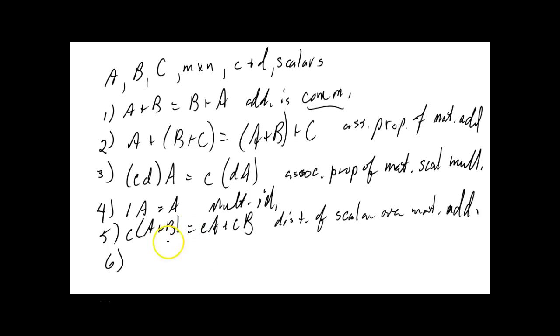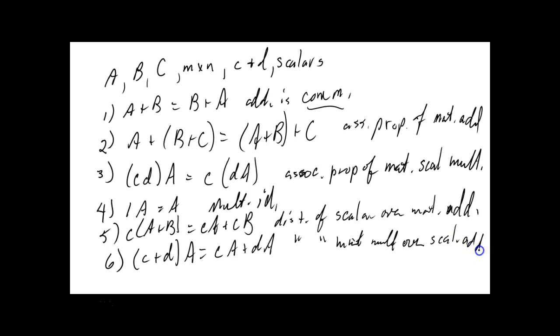Number 6 then is kind of the reverse of it. They put the scalars in front. C plus D times A is equal to CA plus DA, which is kind of distributive property of matrix multiplication over scalar addition. They just say distributive property again, which to me is a little on the weak side.